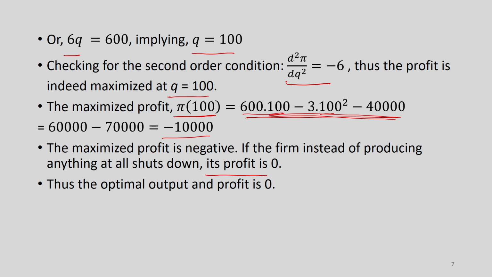Therefore, the optimal output will be 0, and as a result the optimal profit will also be 0, right. So, that is why I said that we need to figure out what is the maximized profit. If it is turning out to be negative, as it is happening here, then there is no point of the producer to produce anything at all. It will produce 0 amount of output.